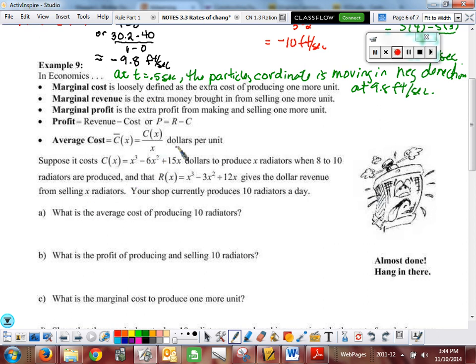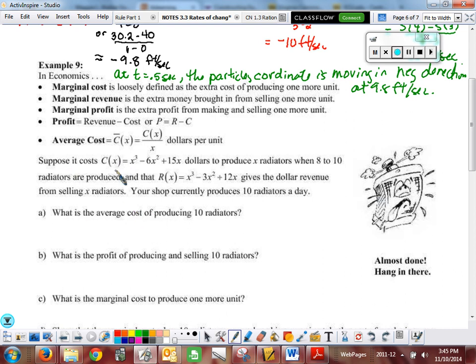Marginal revenue is going to be the extra revenue brought in from selling one more unit, and your marginal profit is going to be your extra profit from making and selling one more unit. So the idea is that we're basically looking at profit. Profit is revenue minus cost. And then our average cost, that's a little different. Our average cost is basically saying, well, right now, if it costs me, say, $100 to make 5 units, then if I take 100 divided by 5, it's going to tell me the average cost per unit at that moment in time. Okay?